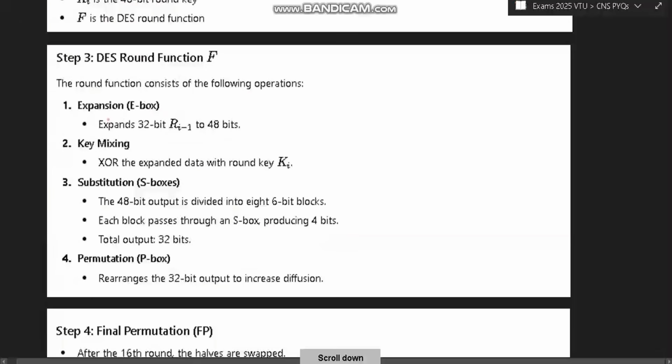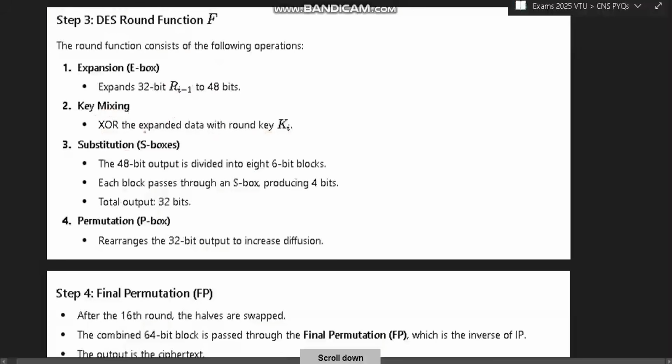Okay, so Ki is the 48-bit round key and F is the DES round function. Next, we will be taking the function F in detail. Okay, what's happening in the function F? The expansion box happens, in which the 32-bit Ri-1 is expanded to 48 bits. Okay, then key mixing happens, where the expanded data is XORed with the round key Ki. Okay, and then substitution happens.